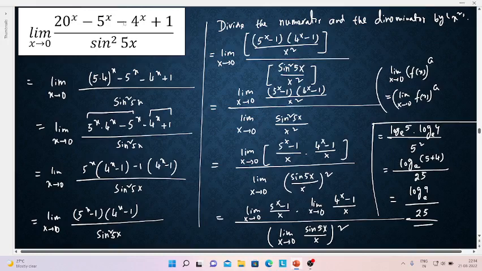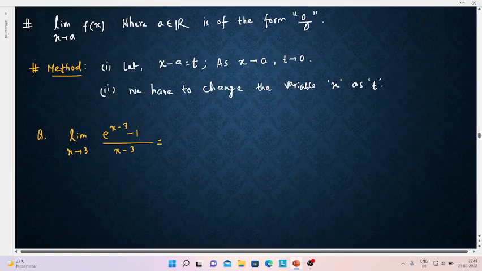So what we actually did was break that 20 into two parts, which is 4 to the power x times 5 to the power x, and we divided the functions in the numerator and the denominator by x squared, and after that we solved this particular function in a theoretical manner. Yeah, so let's move to the next question.